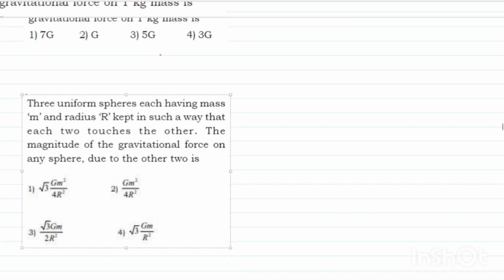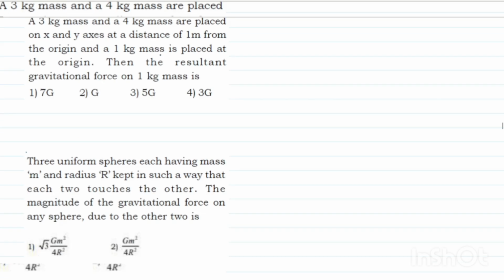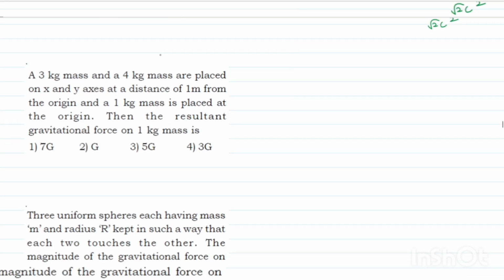Now let us see the next question, students. Here it's given that a 3 kg mass and a 4 kg mass are placed on the x and y axis at a distance of 1 meter from the origin, and a 1 kg mass is placed at the origin. Then they are asking for the resultant gravitational force on the 1 kg mass.